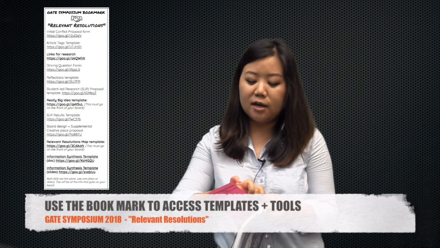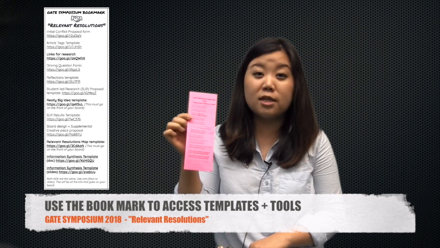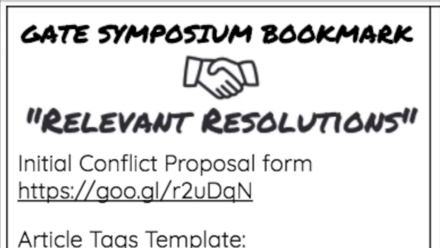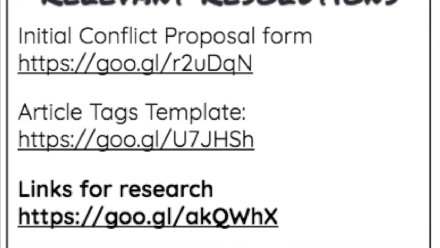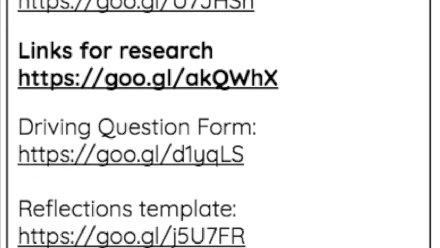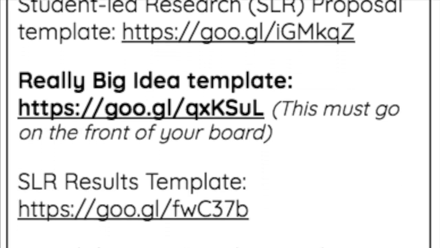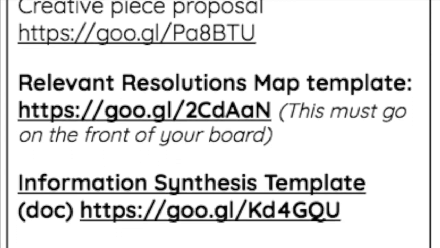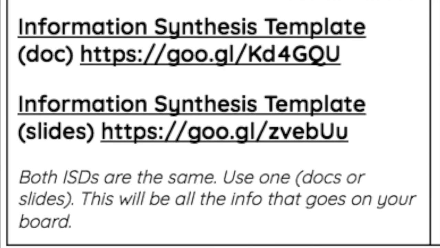Another thing I want to mention is, so this is the GATE Symposium bookmark. So on the front is all of the templates, and we included even more templates just in case your teacher is using Google Classroom or Canvas or prefers you to turn things in digitally. The bolded ones are the most important because they are going to be ending up on your board. So things like the really big idea template, the information synthesis document template, and the relevant resolutions map template. These are also in your book, but we thought it would be nice for you to have a bookmark to use for your booklets and to see it easily.